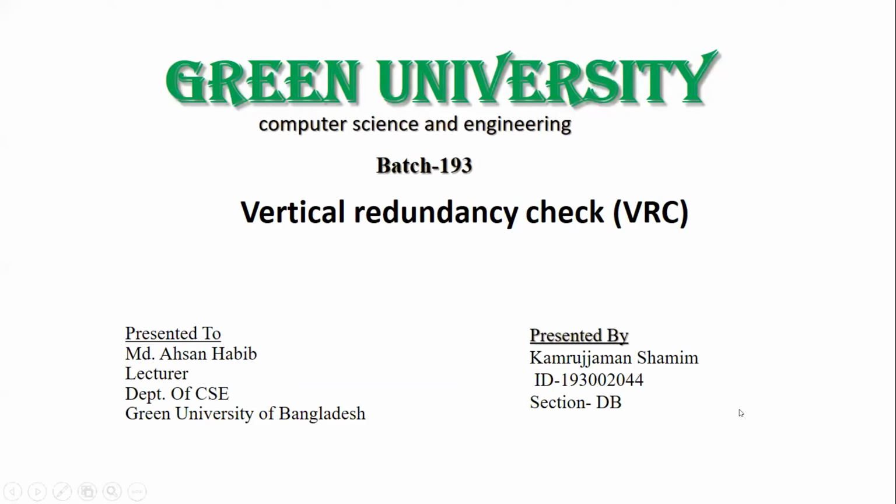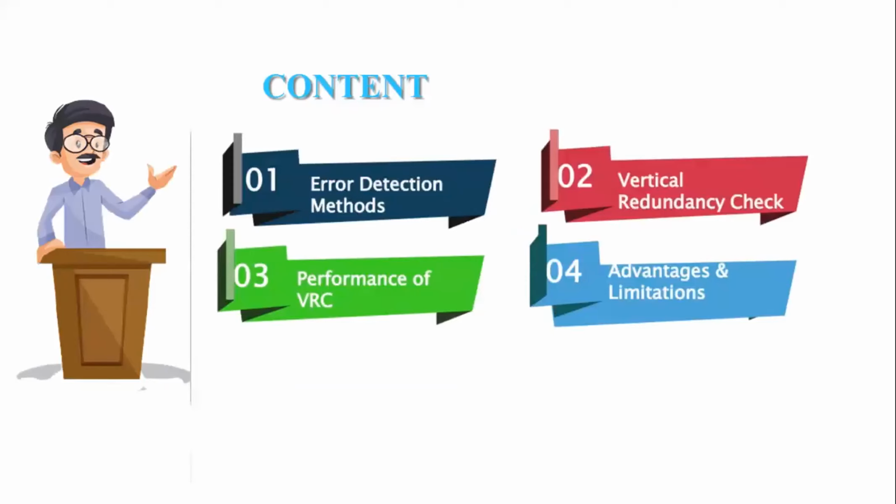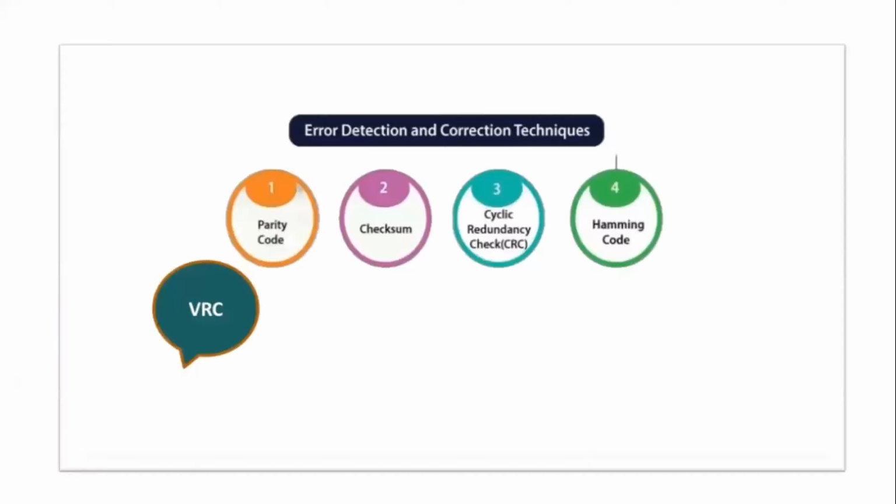Assalamu alaikum. This is Kamruzzaman Shamim. My ID is 193002044. Welcome to everyone. This is my presentation. My presentation topic is vertical redundancy checker, VRC. Now I'll go to my topic content. In this topic content: error detection method, vertical redundancy check, performance of VRC, and advantage and limitation of VRC.